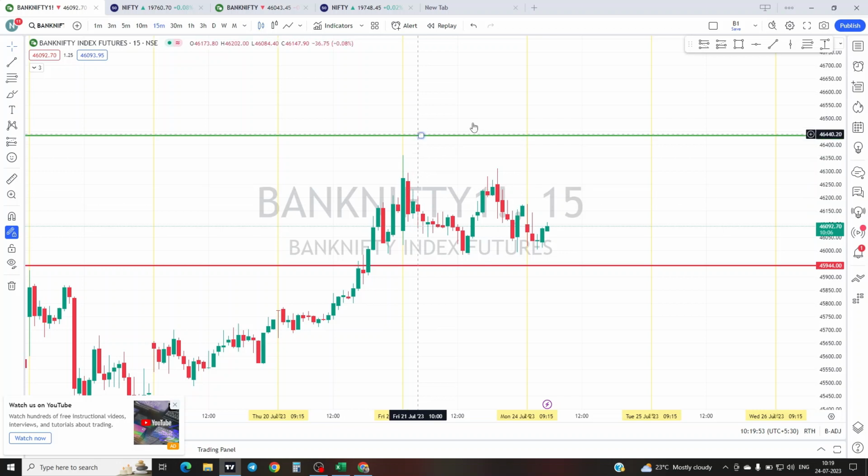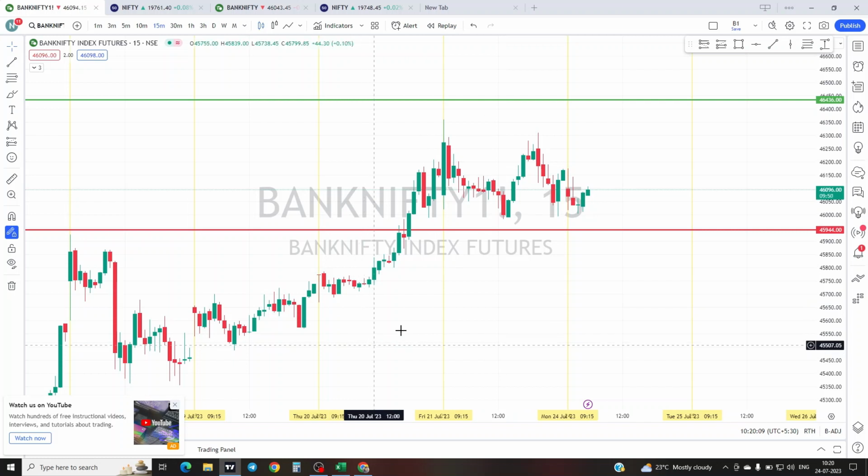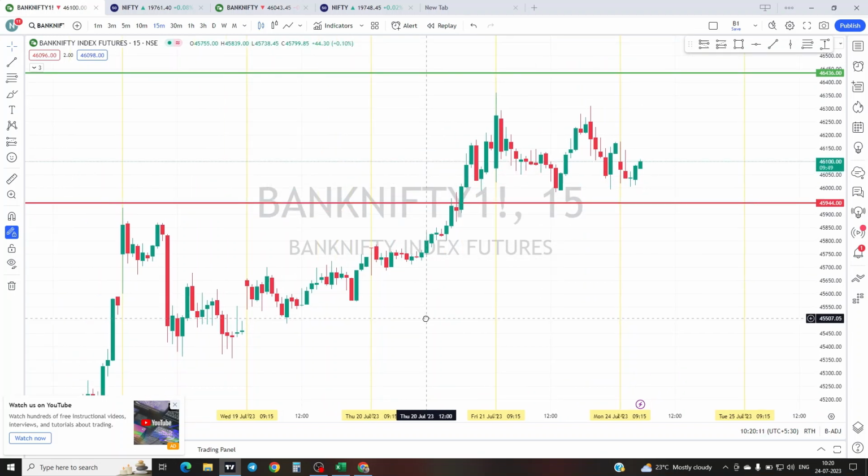But anyhow, it didn't cross the levels, and the market was completely sideways. If you would have entered a trade, it would have ended in making losses only, because this was a complete range bound market on 21st, that is Friday. So let's check what was the result on Thursday.